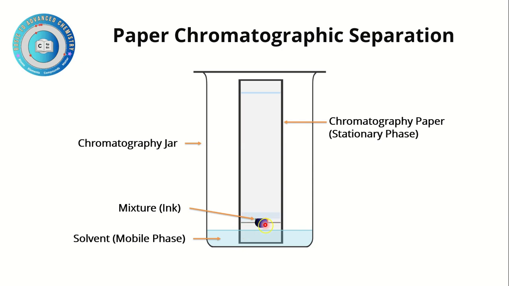So the components of the mixture have two options. One option is to stay with the stationary phase. The other option is to move with the mobile phase. The one which likes the stationary phase needs to stay with the stationary phase. The one which likes the mobile phase needs to move with the mobile phase. This property might depend on their solubility, polarity, or their size. By taking this as an advantage, we can separate the components of this ink into their individual components.